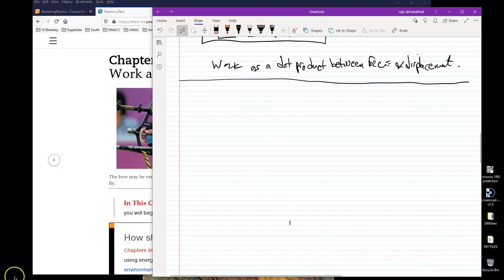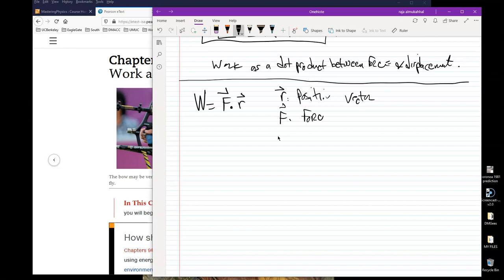Let me just check the... Okay. So we define work as the dot product between the force F dot R, where R here is the position vector. It's a position vector. And F here, of course, is the force vector. Let me show you an example of that.